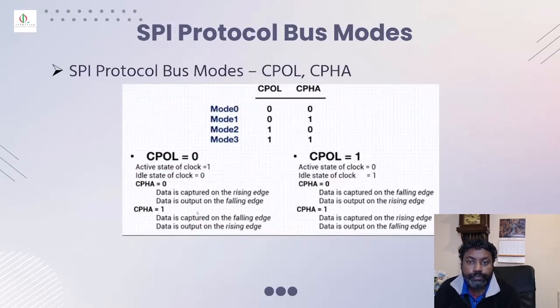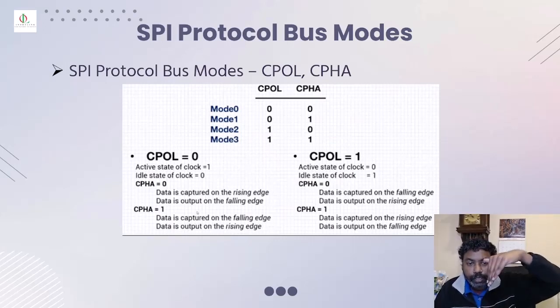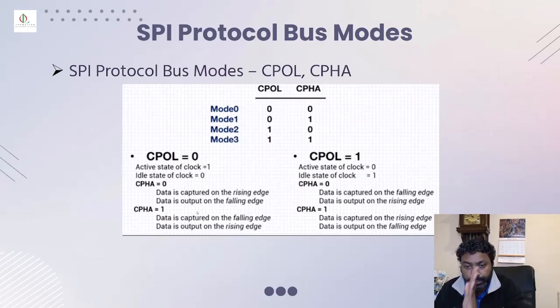This is just a continuation of the explanation from the previous slide on CPOL and CPHA. If the clock polarity is set to 0, then the active state of the clock is 1 and the idle state of the clock is 0. You can have CPHA of 0 or 1. If clock phase is 0, the data is captured on the rising edge and data is output on the falling edge. But if it is clock phase 1, data is captured on the falling edge and data output is on the rising edge.